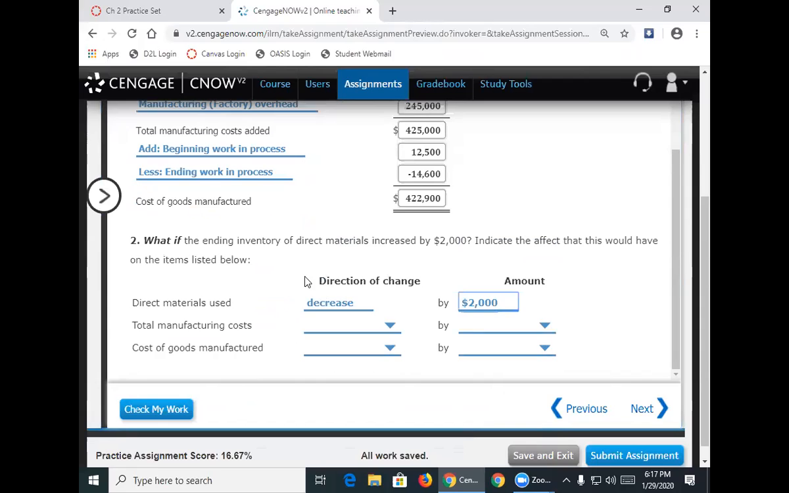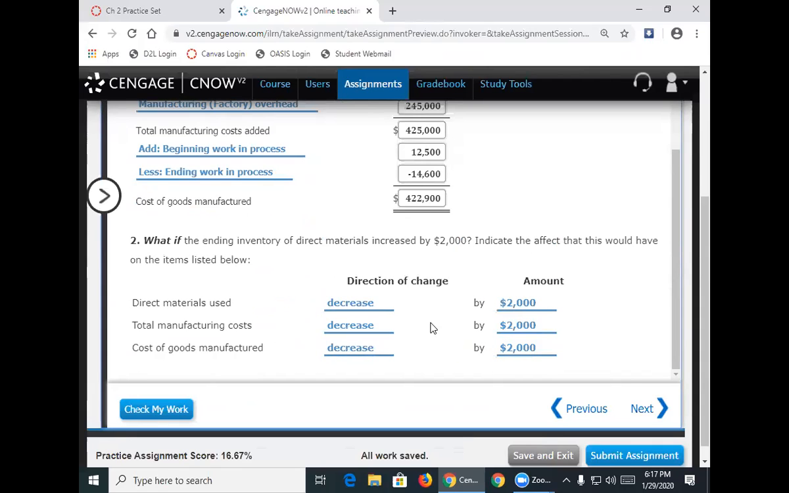How about my total manufacturing costs? Very good. Decrease by 2,000. And cost of goods manufactured. Exactly. So if my ending balance was higher in direct materials, obviously that's going to cause all of my costs to go down because I'm subtracting out 2,000 more out of those costs. Okay. Any questions on that one at all?